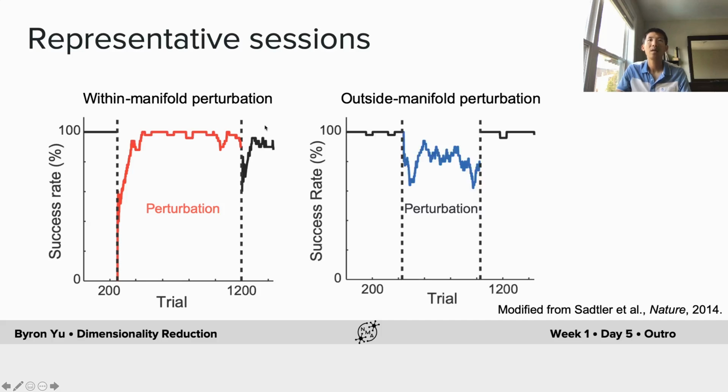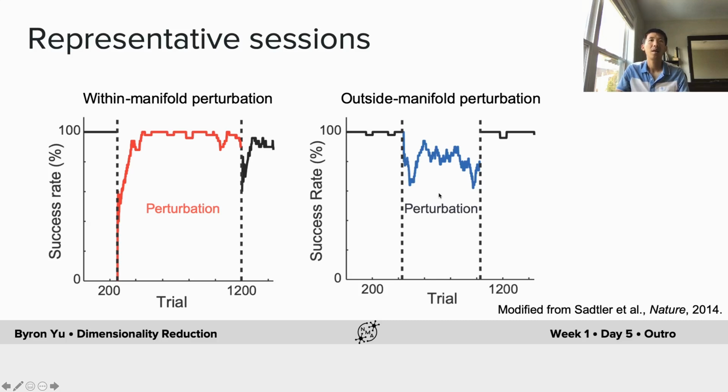In contrast, here is an outside manifold perturbation session where again the animal starts off at near 100% correct. And then the mapping is switched, performance goes down. And through trial and error, performance improves a bit. And then it sort of peters out. And then we show the animal the intuitive mapping again. So the key takeaway here is that we see substantial learning here, and we see less learning here.